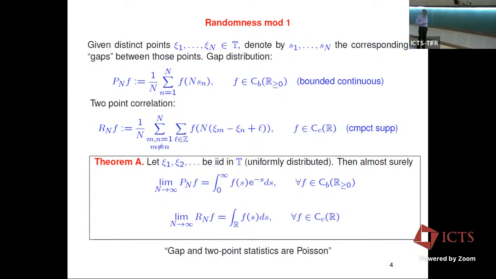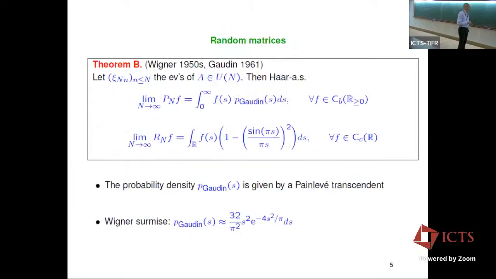That's the question. Okay, and so in the first case, the gap distribution has a limiting probability density e to the minus s. That's exactly the waiting times for a Poisson point process. So in some sense, it's what you expect for a random sequence. And the 2-point function has a constant limit density. There is a 1 here. And that's what you see. So in these cases, I would say the gap and 2-point statistics are Poisson, for the reason that these are exactly the answers you get for a Poisson point process.